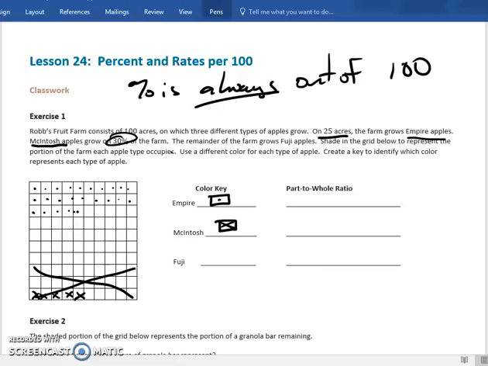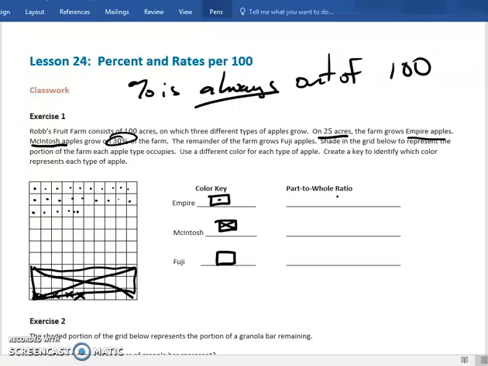And then the last part says the remainder is the Fuji apples. Shade in the grid below to represent the portion of the farm that each type occupies. For the Fuji ones, I'm going to just use a blank. Maybe this will help out a little bit more. I don't know. What do you think? I think it's kind of messy too. Okay, we can work with it.